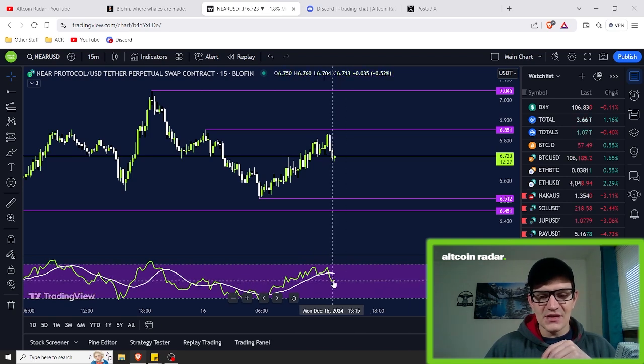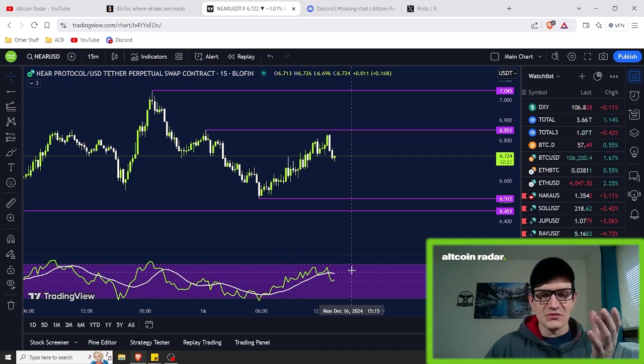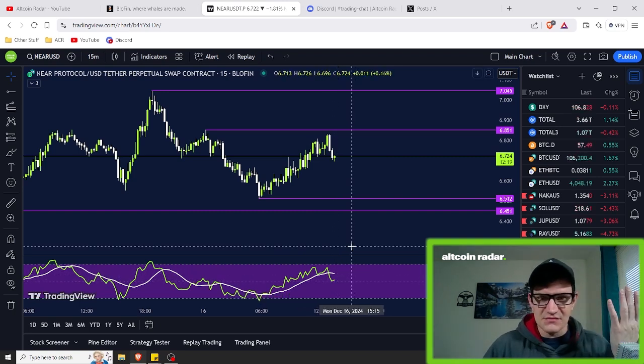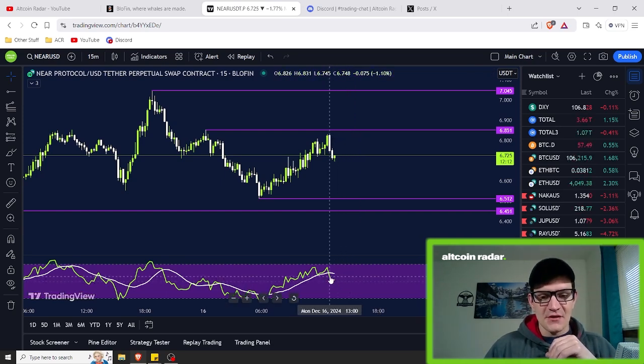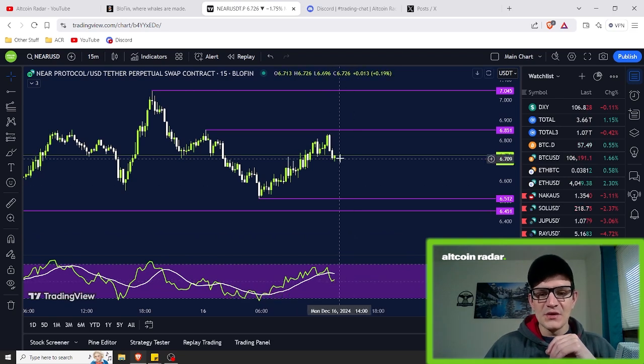Now, this 50 level is another interesting area as well, okay? We can clearly tell that the 50 area is the neutral area. So what we can tell by what's happening here is we only went down to the 50 area, the neutral area, and then we're starting to go up now, in this 15-minute candle right here.